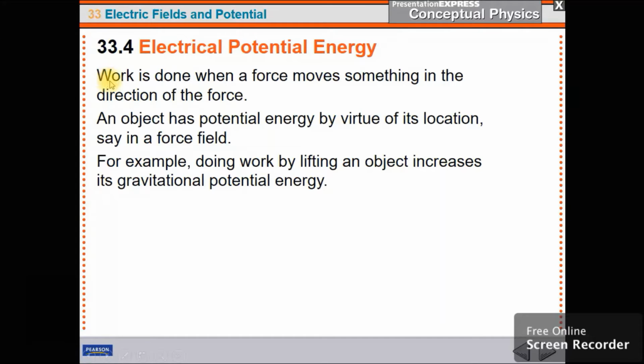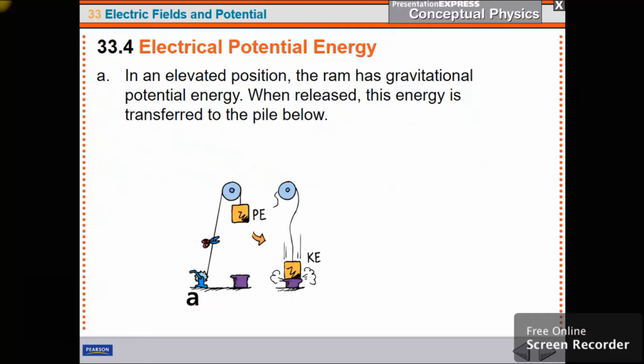Now I'm going to just read the sentence. Work is done when a force moves something in the direction of the force. True. An object has potential energy by virtue of its location, say in a force field. We talked about potential energy like a month ago. For example, doing work by lifting an object increases its gravitational potential energy.